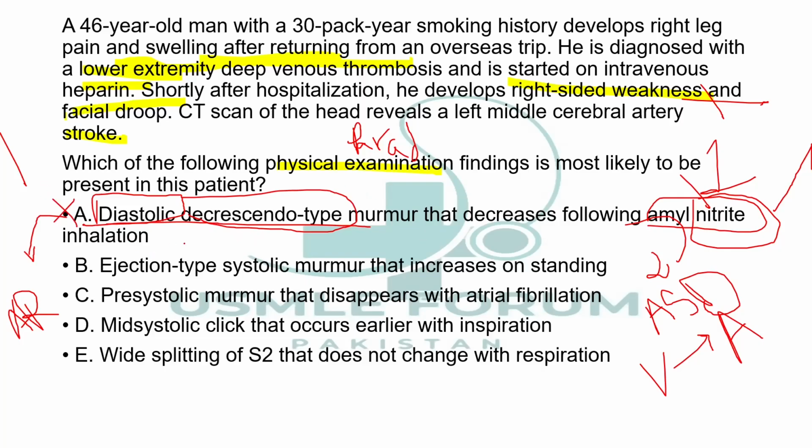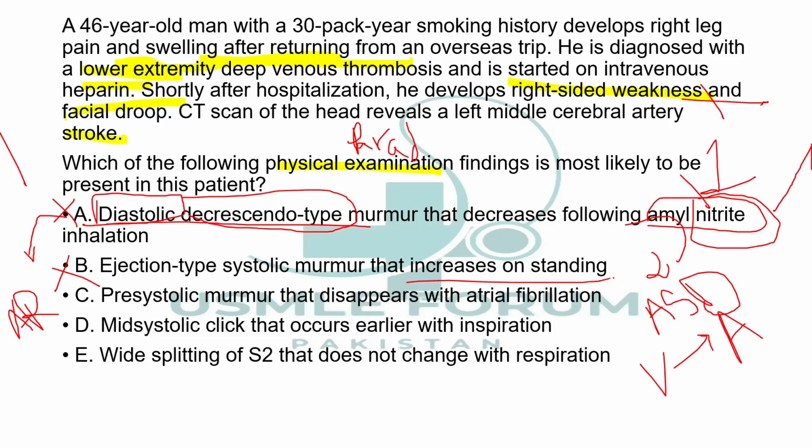It has no significance. We're looking for an ASD. So option B, ejection time systolic murmur that decreases on standing, is a wrong answer. Because, as I said, all the murmurs increase when there is more blood in the heart. When you're standing, the blood goes downwards into the lower extremities of the body due to gravity. So there is less blood in the heart, right?